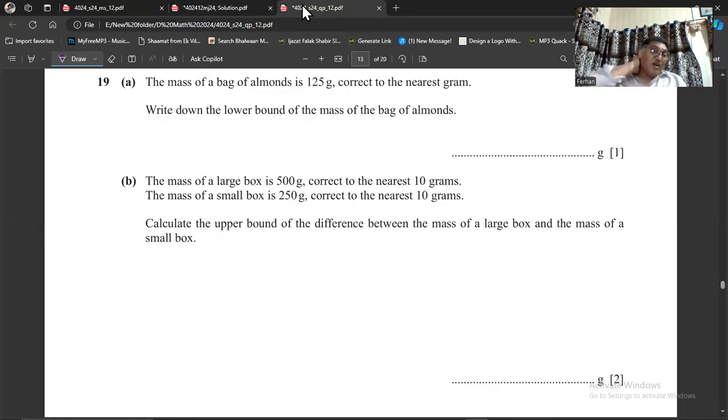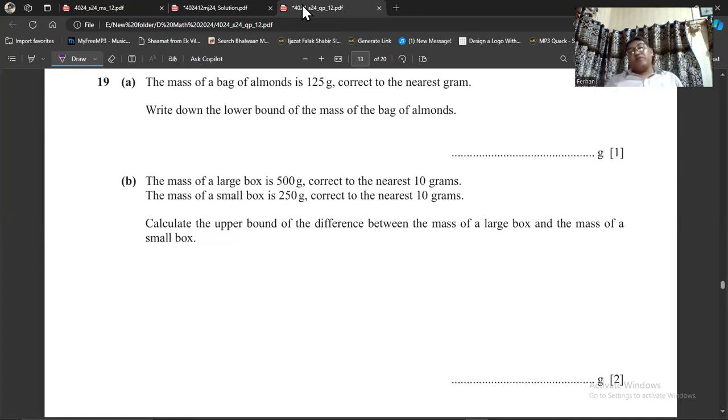Then the mass of the small box is 250 grams, correct to the nearest 10 grams. So 10 grams divided by 2 is 5 grams. So 5 grams will be added, and you get 255 grams. That is the upper bound of the mass of the small box, and 250 minus 5 will be 245. That will be the lower bound.